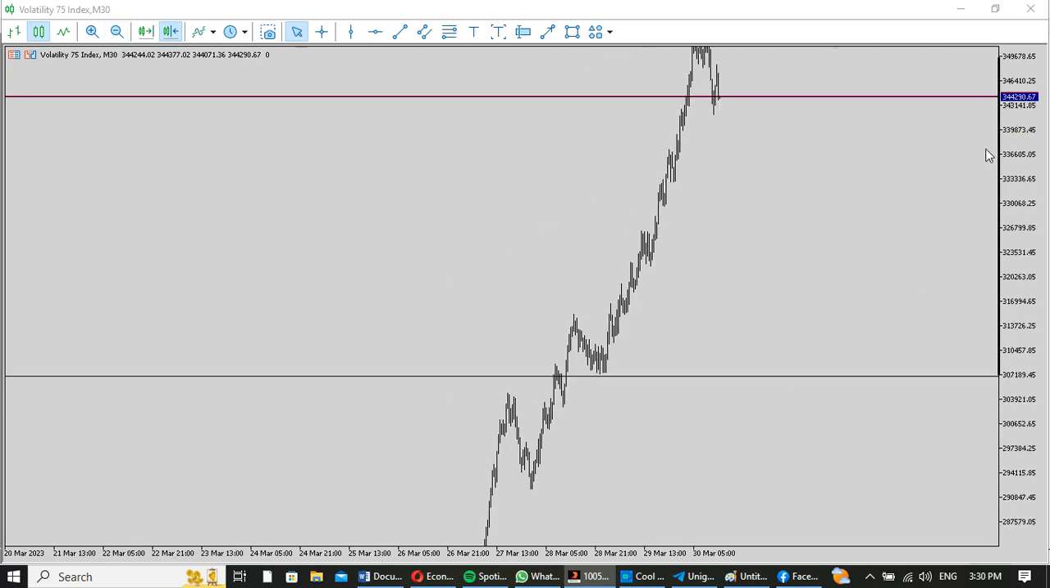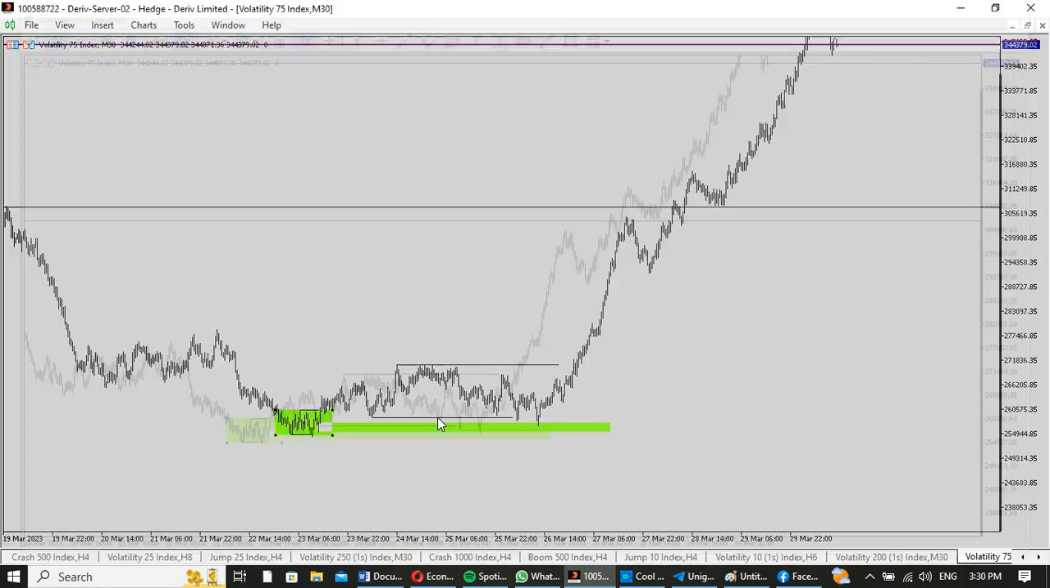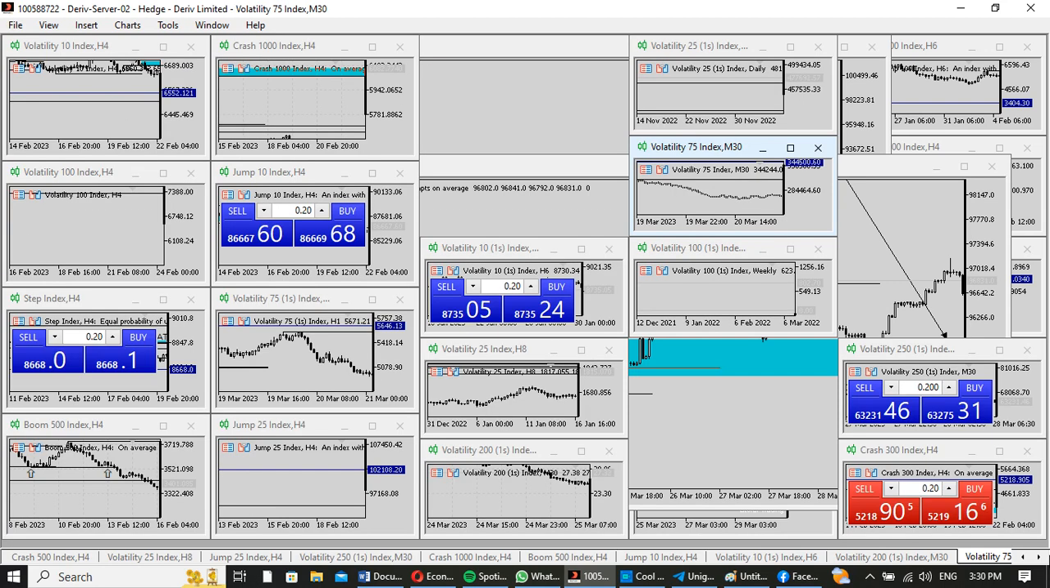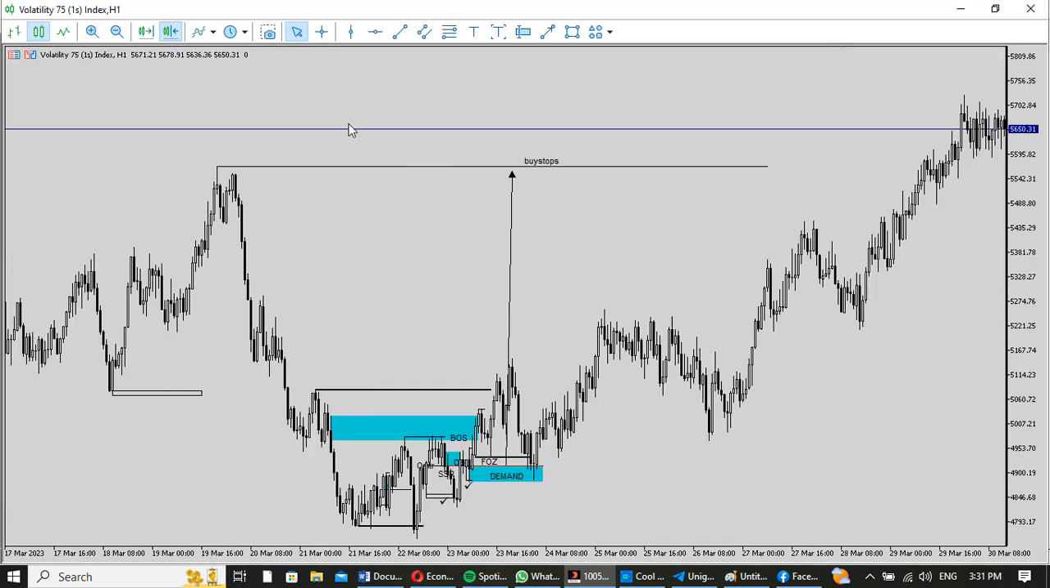So that is it for VIX75, and this is a clean trade, a beautiful price delivery. So the next one is VIX75 1S. So we go to VIX75 1S, and this is it right here. So we click on it, and right here, this is my setup. This is my favorite setup.